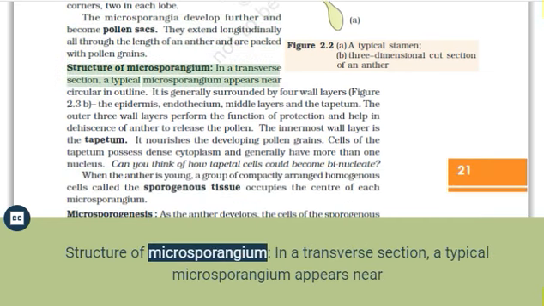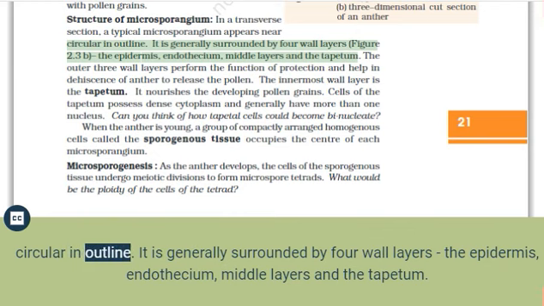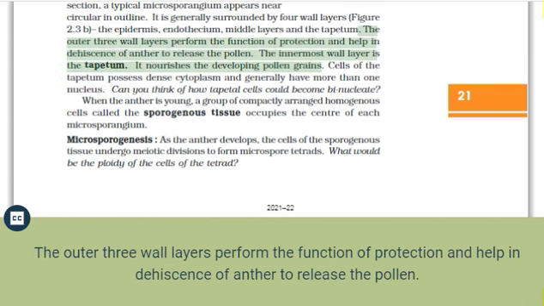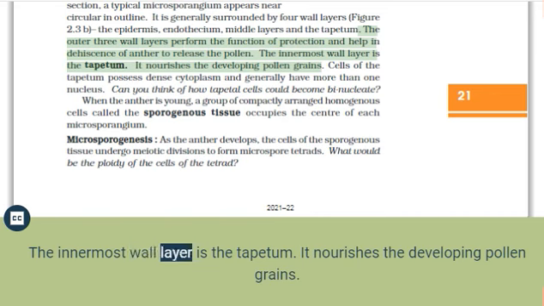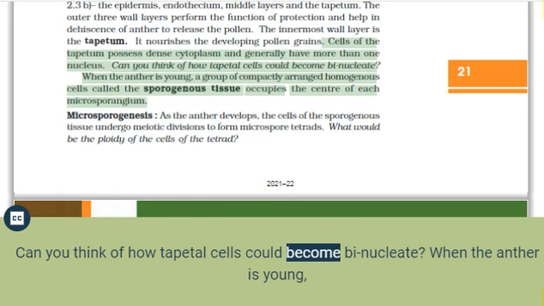Structure of microsporangium. In a transverse section, a typical microsporangium appears near circular in outline. It is generally surrounded by 4 wall layers, the epidermis, endothecium, middle layers, and the tapetum. The outer 3 wall layers perform the function of protection and help in dehiscence of anther to release the pollen. The innermost wall layer is the tapetum. It nourishes the developing pollen grains. Cells of the tapetum possess dense cytoplasm and generally have more than one nucleus. Can you think of how tapetal cells could become binucleate?